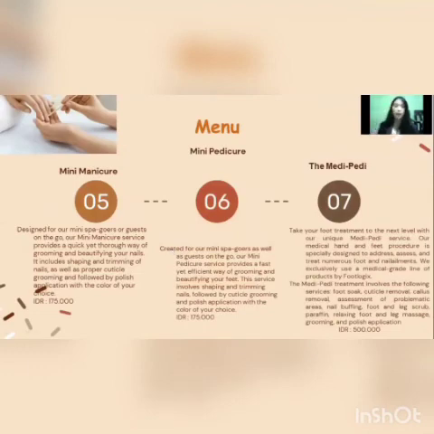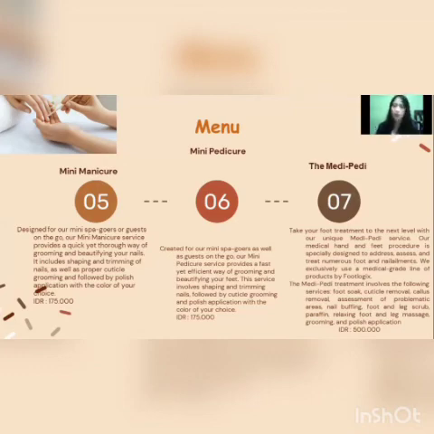Okay, this is our fifth menu, the mini manicure. Our mini manicure service provides a quick yet effective way of grooming and beautifying your nails. It includes shaping and trimming of your nails, as well as proper cuticle grooming, followed by polish application with the color of your choice.